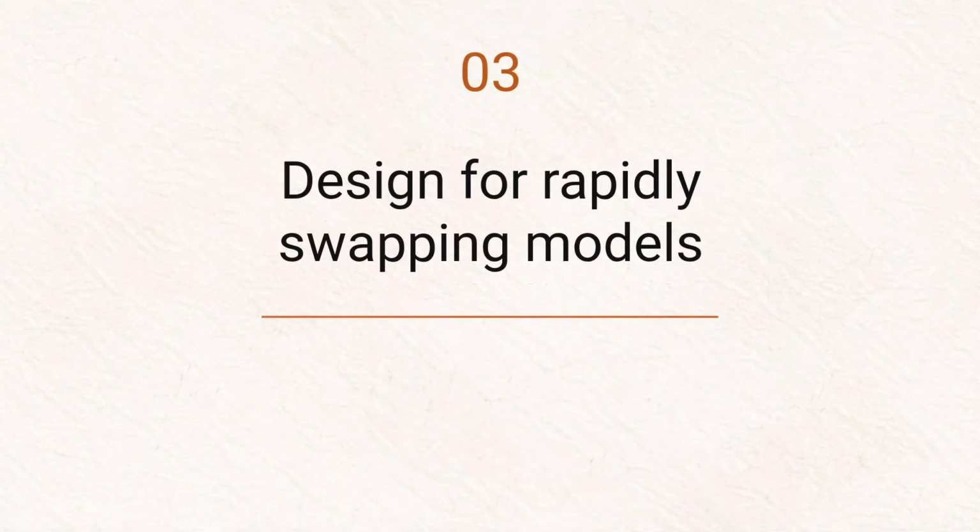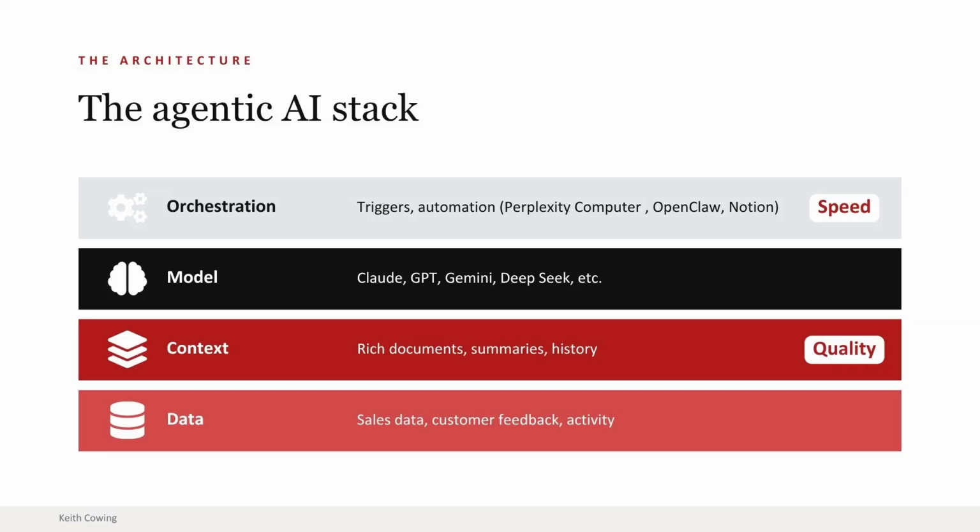Number three, design for rapidly swapping models. If we look at this layer cake of the agent stack now, you have your data at the bottom, then you have context, which is taking the data, extracting key information, and storing documents that are reusable automatically by your agents. Then you have the model, which is running the prompt along with the context, and maybe using RAG to go across your whole database as well.